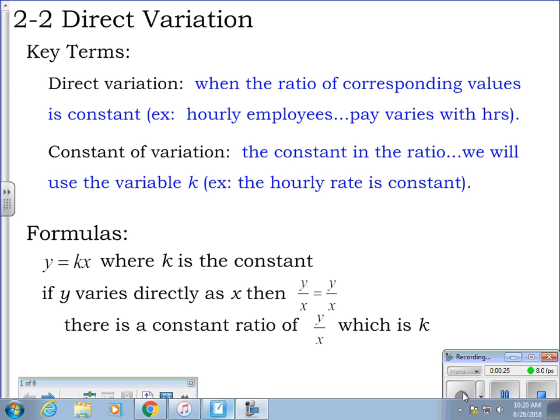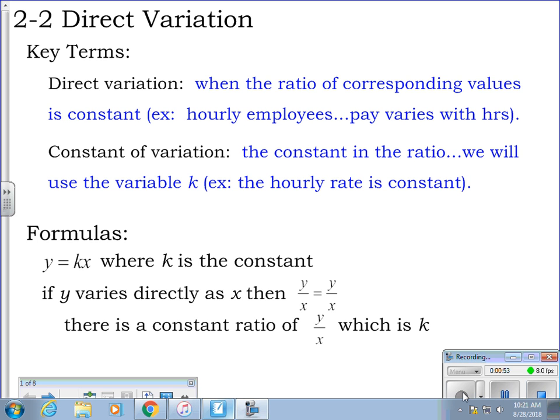Okay? The constant of variation is what the ratio of those two objects are. In other words, how much you get paid per hour. Okay? That would be your constant of variation. If you get paid 40 bucks for 2 hours and you get 80 bucks for 4 hours, you're getting paid 20 bucks an hour. That's the constant of variation. It's the relationship between them. Okay, does that make sense?